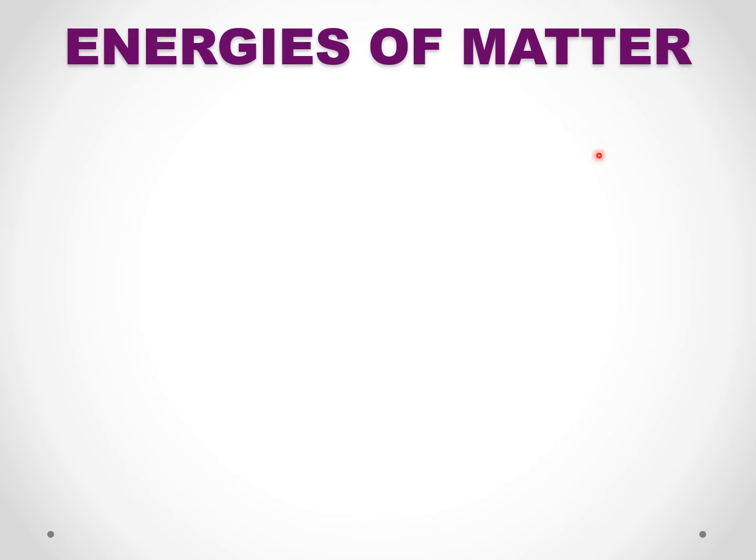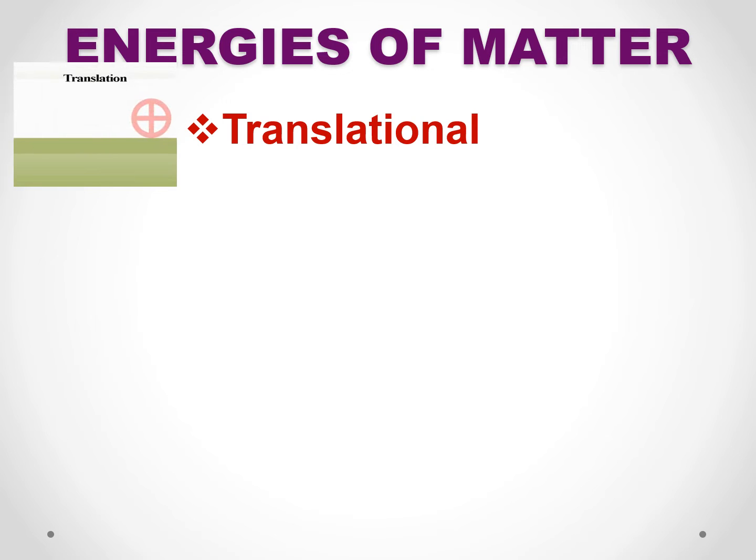Coming on to matter, matter also possesses some energies. So we will see what are these energies. The first type of energy is called translational energy. If you look at this animation, you can see matter, a molecule. Let us assume a molecule. The molecule can move along any one of the axes, x, y, or z axis. That is called translational motion, and the energy associated with the translational motion is called translational energy.